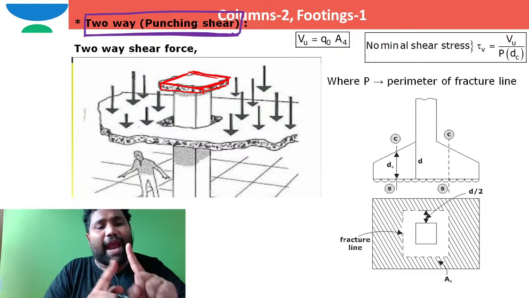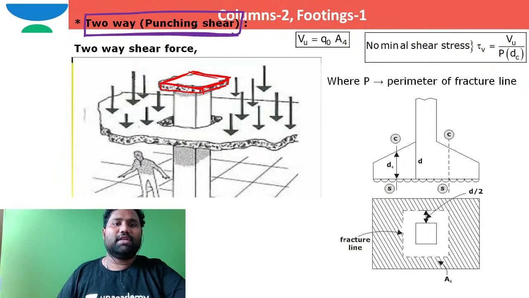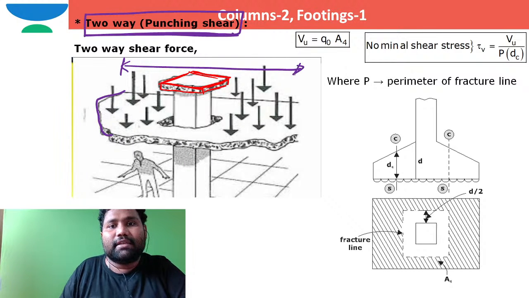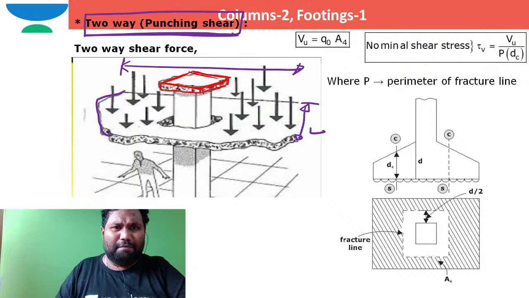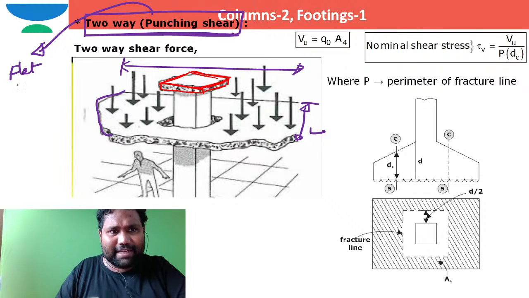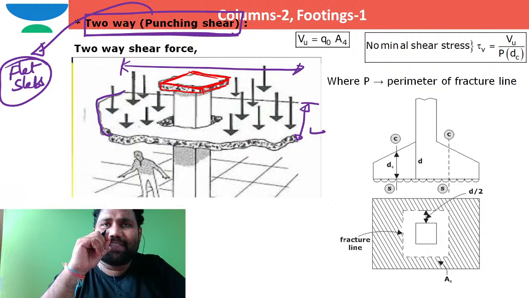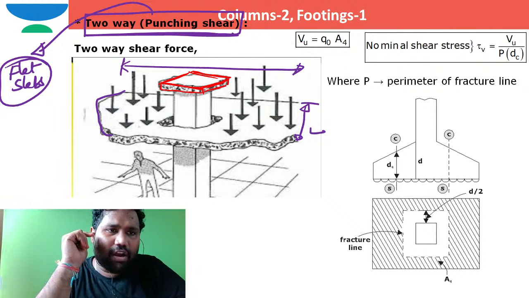Now we had completed one-way shear. How to work out the two-way shear or punching shear? Now when you take this as a slab, for example, it has sufficient length and sufficient width. This two-way shear is nothing but punching shear. This type of punching shear failure you might have seen in flat slabs. Slabs directly resting on columns are called flat slabs.